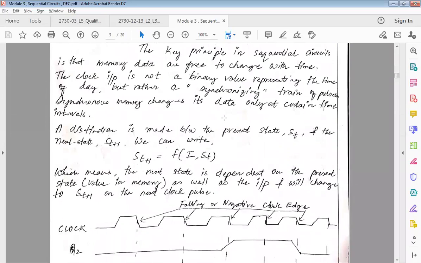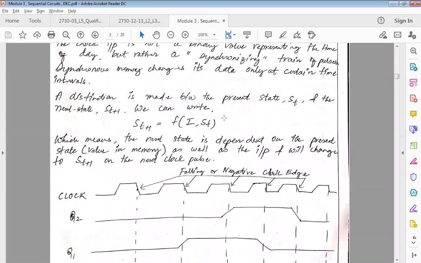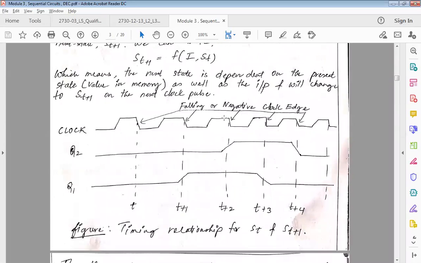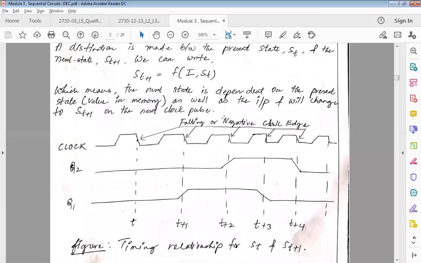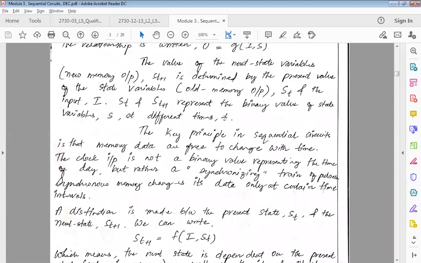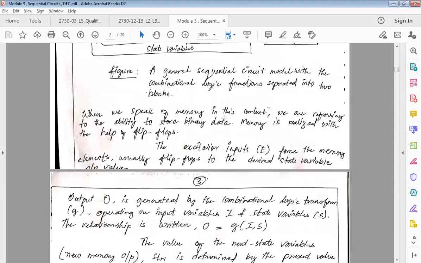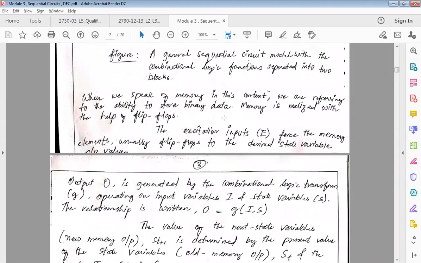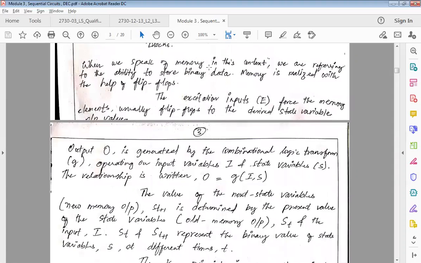Now we can look at some of the types of timing diagrams, and understand how these timing diagrams are. Before that, we will look into some of the theory behind this. When we speak of memory in this context, we are referring to the ability to store binary data. Yes, we are aware of that.